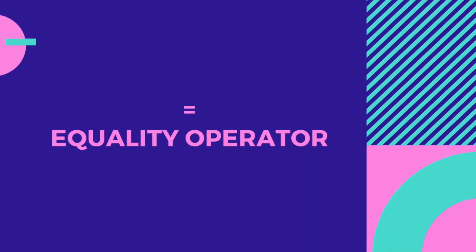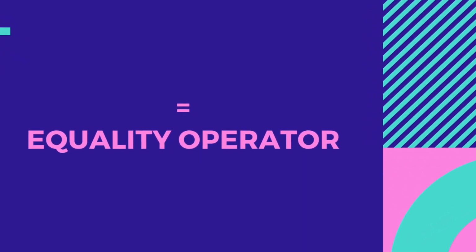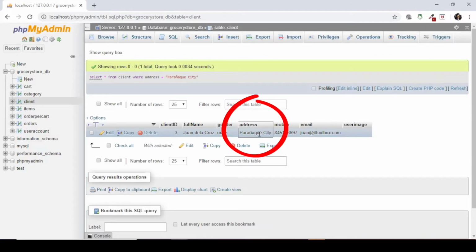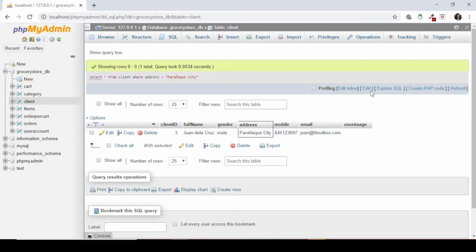The equal sign is called equality operator. We used it to check if address column has value of Parañaque City. What will happen if we will just want Parañaque? Edit your query into this.